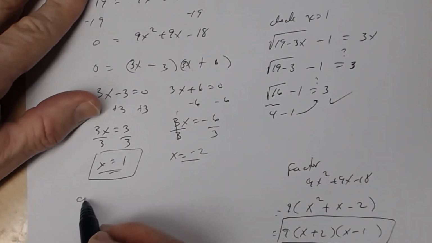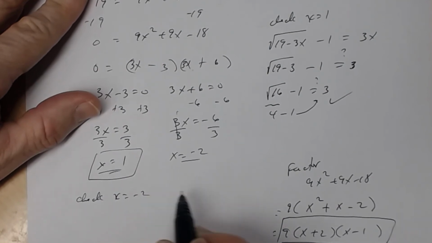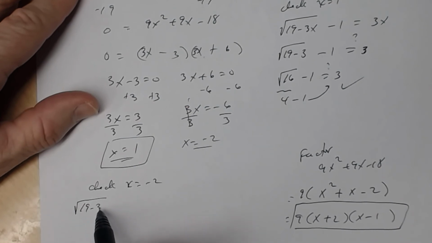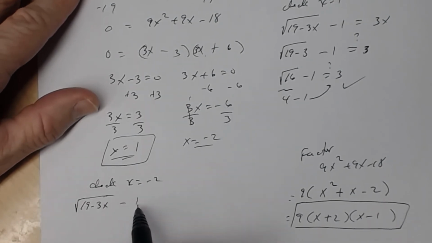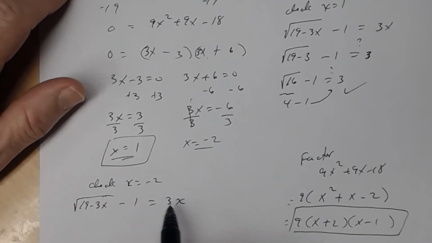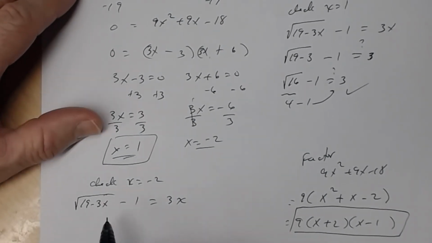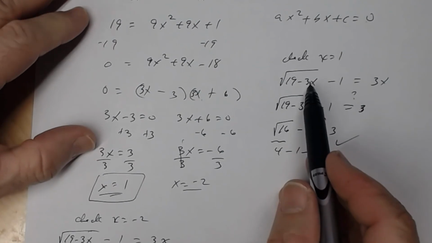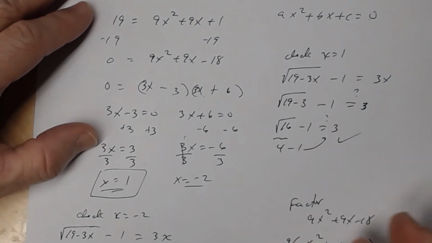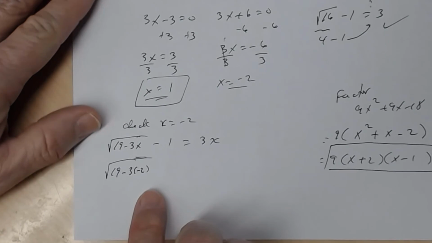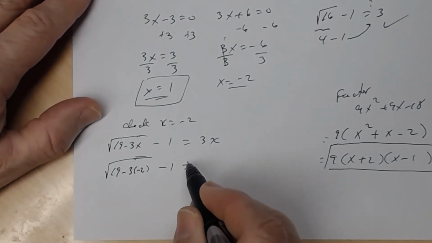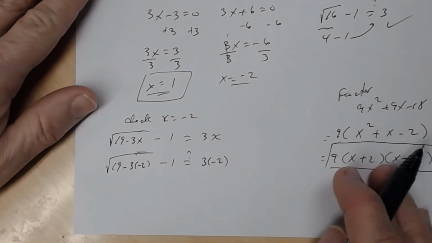So I'm going to check it right here. So let's check x equal negative 2. I'm going to write the equation over. So here's the equation, minus 1 equal 3x. So where I see the variable x, I'm going to substitute negative 2. So I get the square root of 19 minus 3 times the negative 2. Here it was easier just to say 3 times 1 is 3 because x is 1. So here I actually put the negative 2 in place of x. Minus 1, and I want to see if that's going to equal 3 times negative 2. That's what I'm interested in finding out.